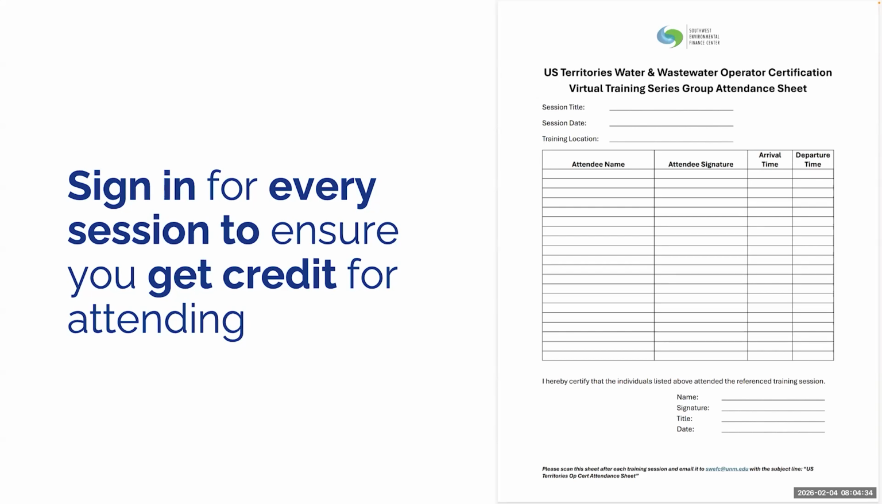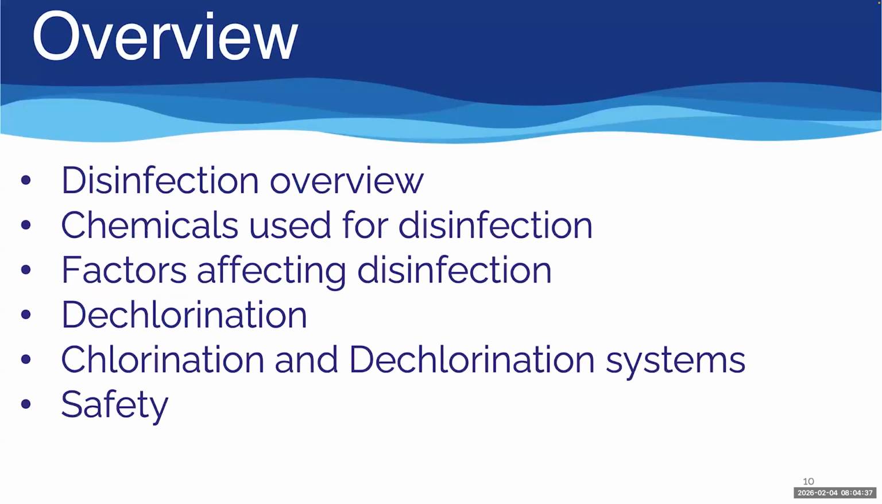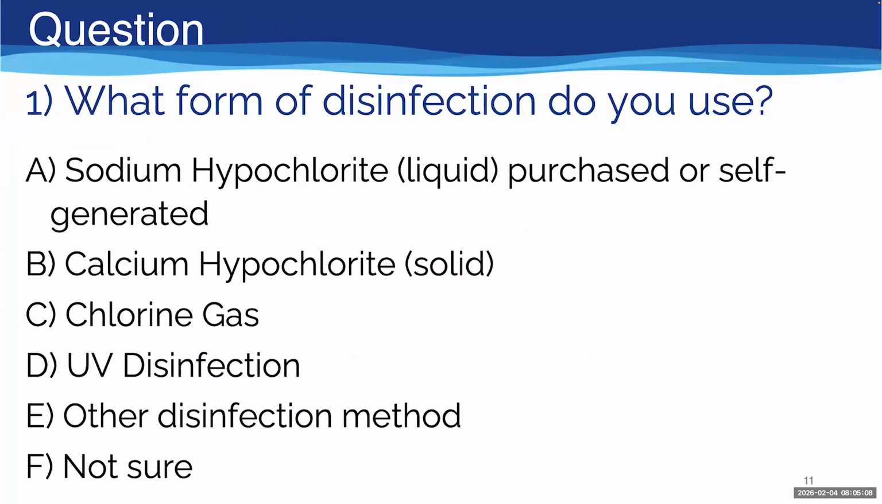So with that, let's get into today's content. We're basically going to be doing an overview of disinfection. We'll talk about some of the chemicals that are used for disinfection, and about factors that affect disinfection. We'll focus primarily on chlorination today. We'll talk about dechlorination, a really important step. We'll go over some basics of chlorination and dechlorination systems, and then we'll wind out our session today with a talk about safety.